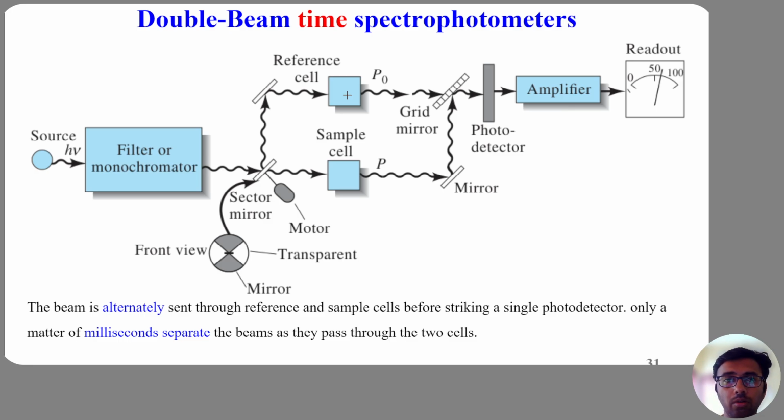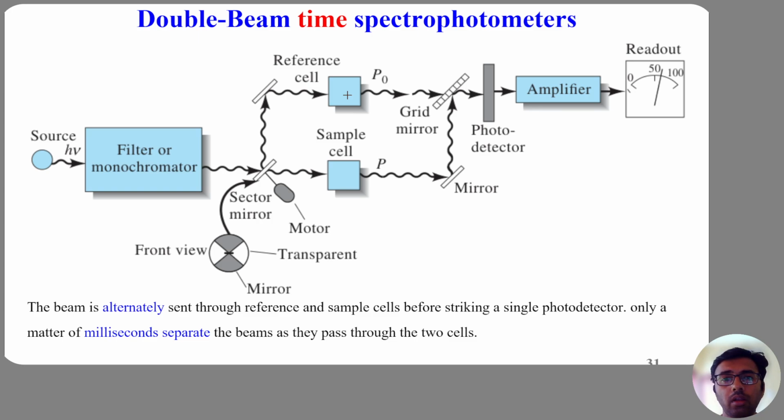exits the monochromator, but now it meets a motorized sector mirror. This mirror rapidly alters the beam direction. First, the beam passes through the reference cell and milliseconds later through the sample cell. Both signals reach the same photodetector.